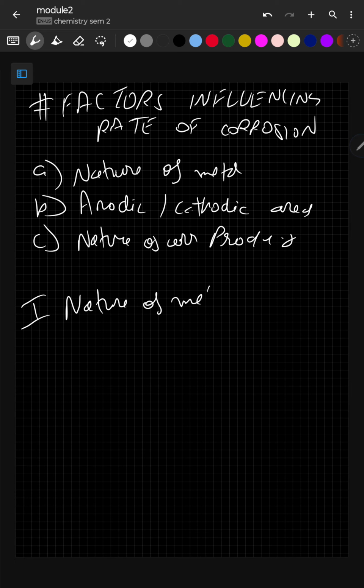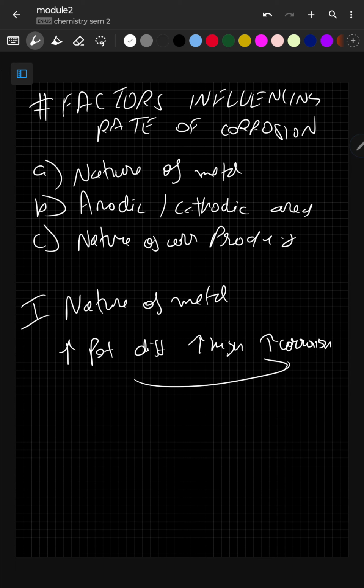Nature of metal. So one thing you have to understand is that here they're considering the usage of two metals. So if the potential difference between both of the metals is high, that means the corrosion rate is high. So we should use the metals which are nearer to each other in the electrochemical series, so they will have lesser potential difference between them. If the potential difference is high, corrosion rate is high. Lesser potential difference means less rate of corrosion. I will take an example.